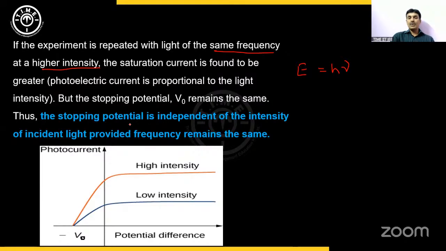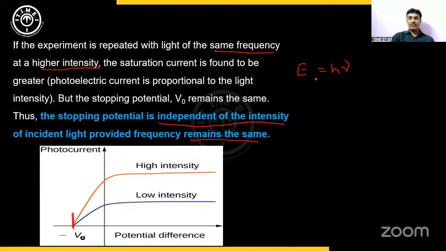Okay. So stopping potential is independent of intensity. For both, you can see the stopping potential is the same. Saturation current is varying. What about the stopping potential? Stopping potential is the same for both radiations because their frequency is the same. So stopping potential is independent of the intensity of the incident light, provided the frequency is maintained the same.